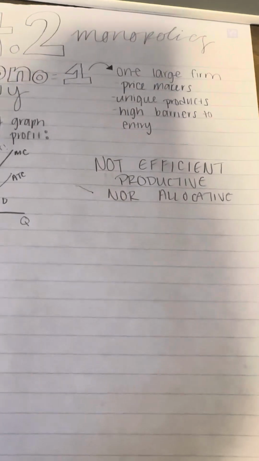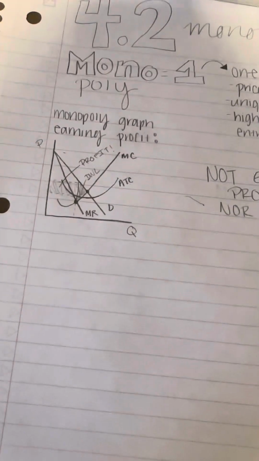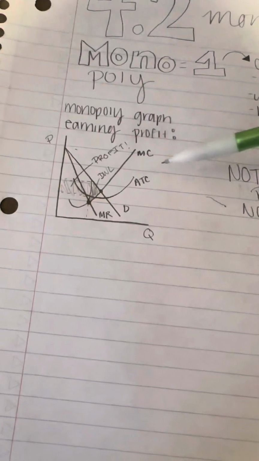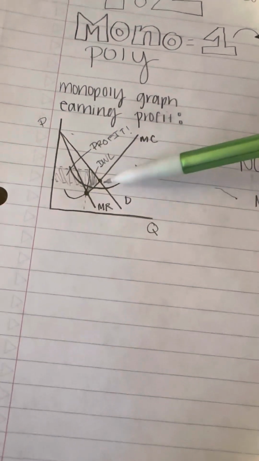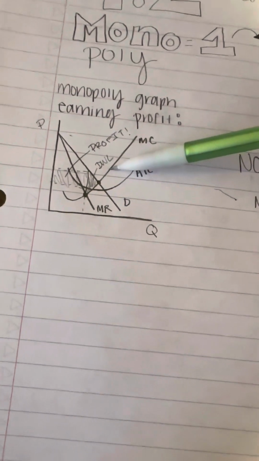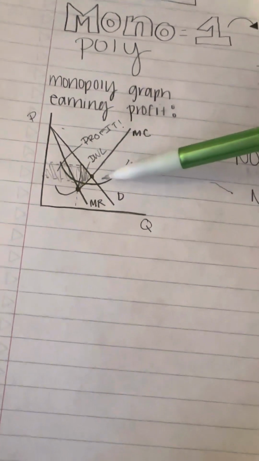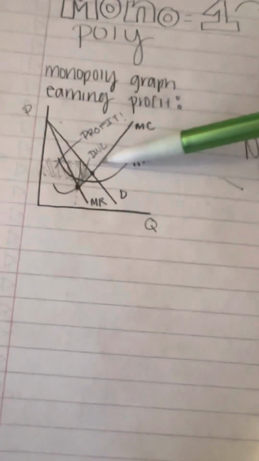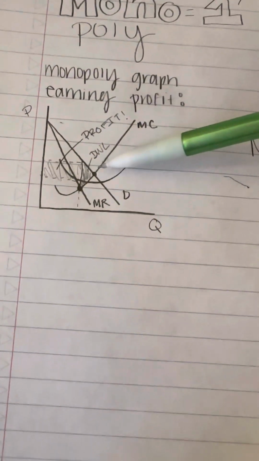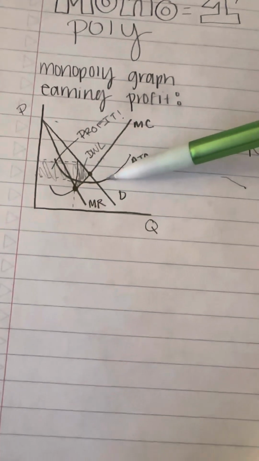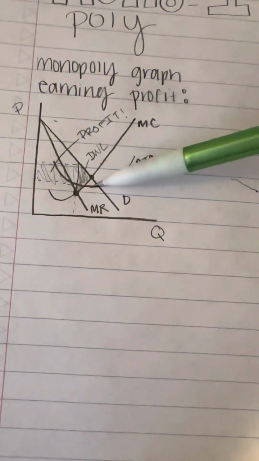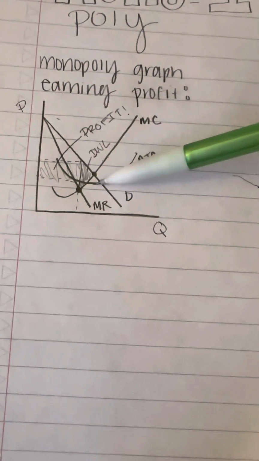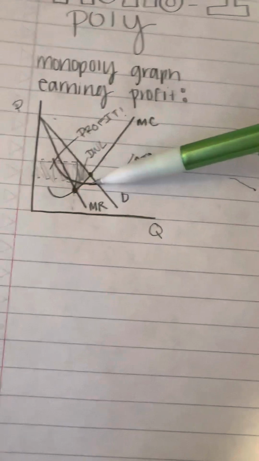So monopolies are not efficient. They are not productively efficient, nor are they allocatively efficient. For allocative efficiency, because their pricing is greater than their marginal cost. This means that the resources are not allocated to maximize themselves. And then they aren't productively efficient because monopolies don't always produce at the lowest point of the ATC, which means that they can be wasting their resources.